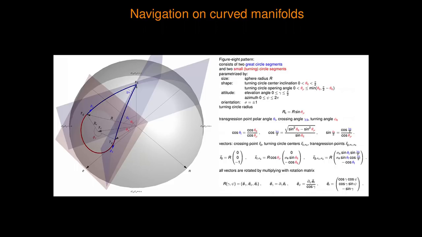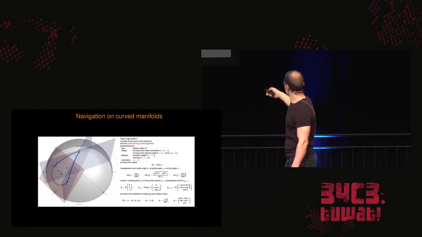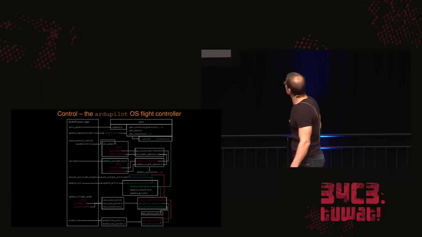So the curve is shown here. This is one part of a figure eight pattern. So the other part would be behind here. It's composed of two geodesic segments and one turning segment, and they are C1 glued together here. And these are the equations, so you can find it in the paper. I don't want to go into detail.